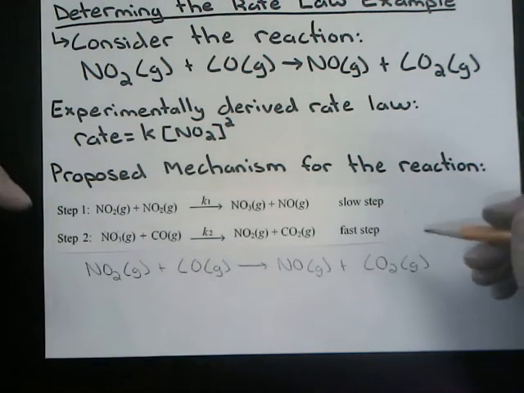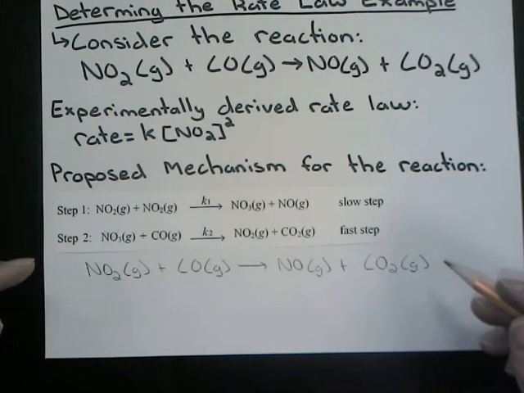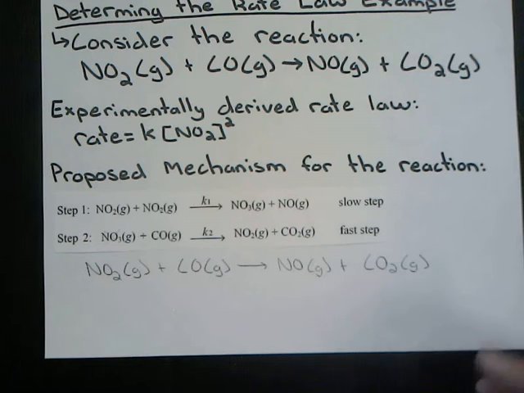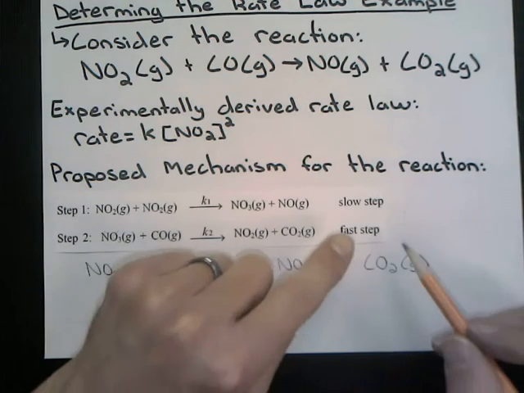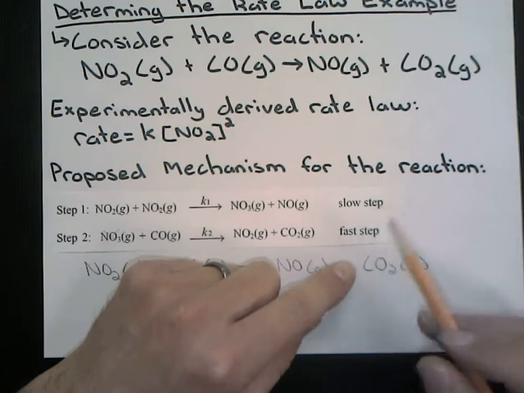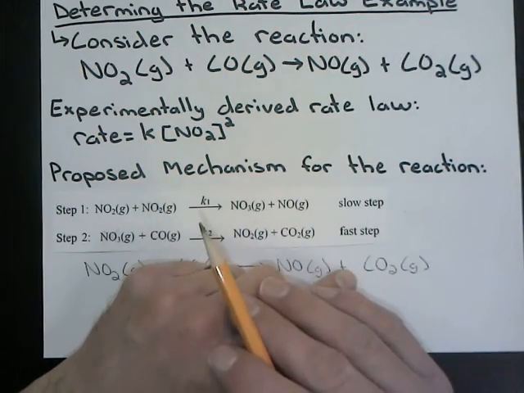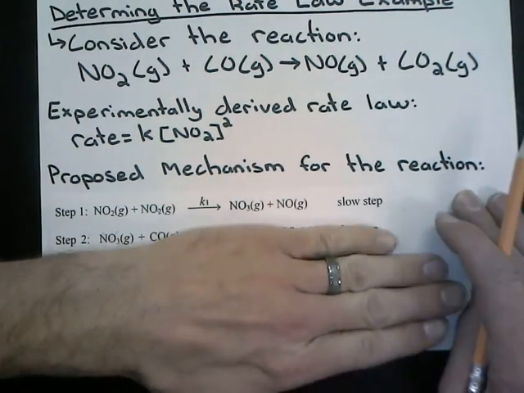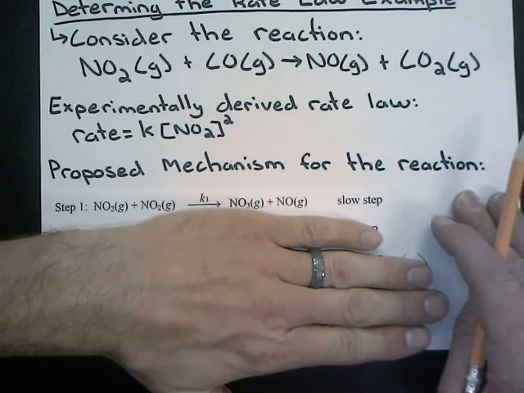The rate law predicted by these steps must equal the experimentally determined rate law. Well, you may be wondering, how do I know what the rate law is? Remember, the rate law is determined by the slowest step. So the rate law of this proposed mechanism is just going to be this slow step. So I'm just going to cover this up.